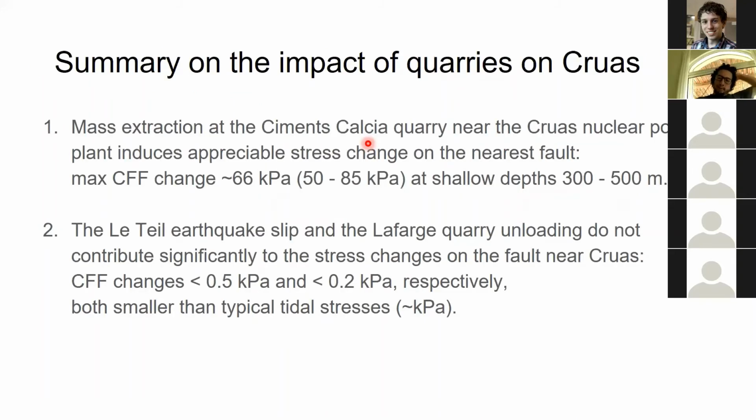Next slide. So in conclusion, we have found that mass extraction at the Cement Katsia quarry near the nuclear power plant induces appreciable stress change on the nearest fault. That induced stress change is about 4 times smaller than the Ledé, but it's still appreciable, and it's concentrated at the shallow depth around 300 to 500 meters. And both the Ledé earthquake slip and the Lafarge quarry unloading do not contribute significantly to the stress change near the nuclear power plant.